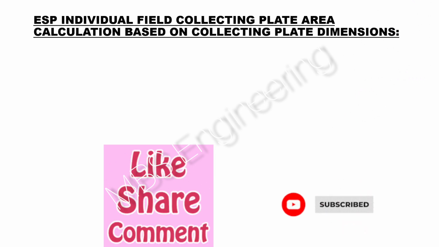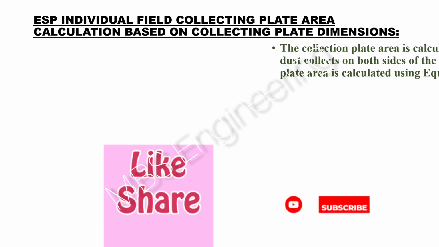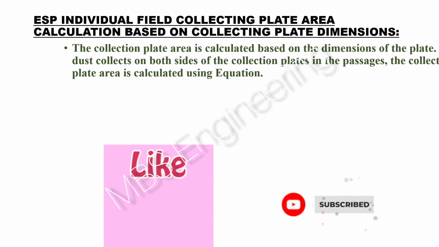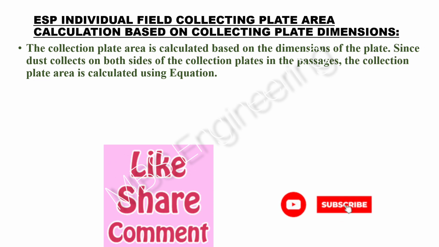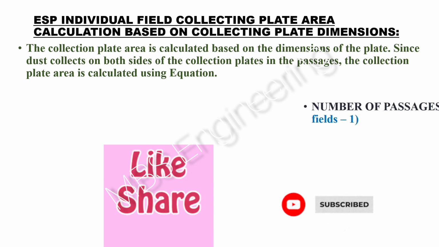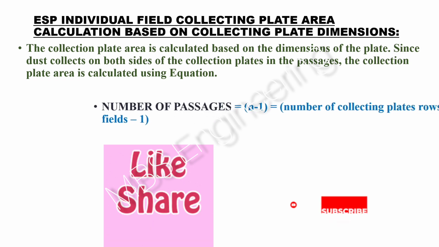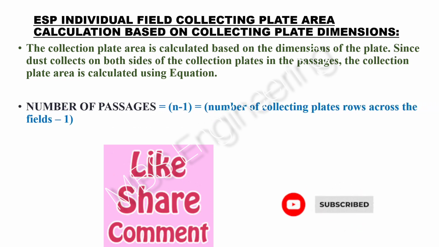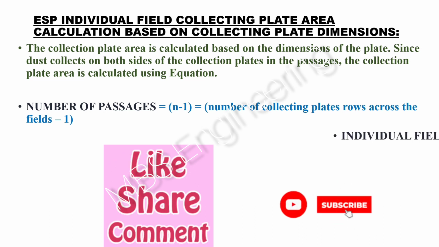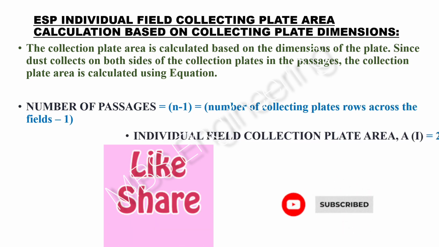Next, we are going to understand the ESP individual field collecting plate area calculation based on collecting plate dimensions. The collection plate area is calculated based on the dimensions of the plate. Since dust collects on both sides of the collection plates in the passages, the collection plate area is calculated using the below equations. The number of passage calculation equation, as given below. Number of passages is n-1, or number of collecting plate rows across the fields minus 1. The individual field collection plate area calculation equation, as given below.